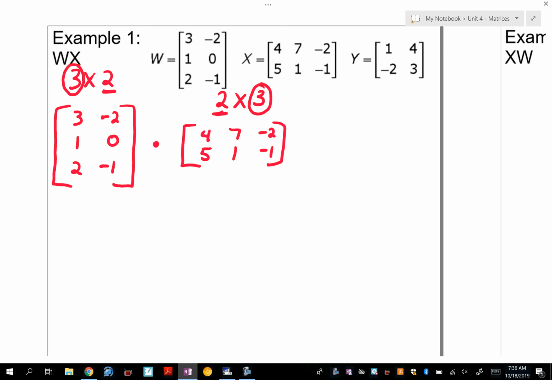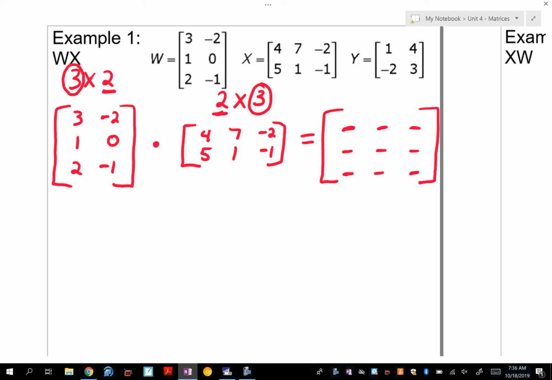The reason I wanted you to circle them is because that means our answer is going to be a 3 by 3 matrix. And make placeholders. You notice we have 9 numbers that we need in order to finish this problem. We're almost ready to start multiplying.